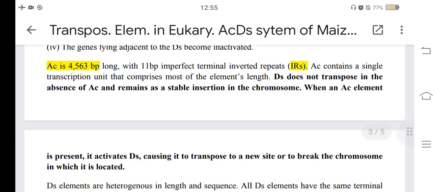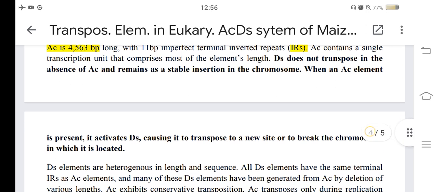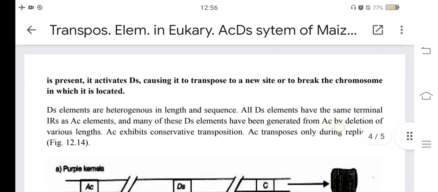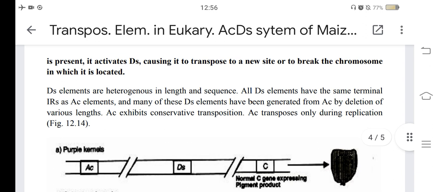AC has 11 base pair imperfect terminal inverted repeats (IRs). AC contains a single transcription unit that comprises most of the element's length. DS does not transpose in the absence of AC and remains a stable insertion in the chromosome. When an AC element is present, it activates DS, causing it to transpose to a new site or to break the chromosome in which it is located.